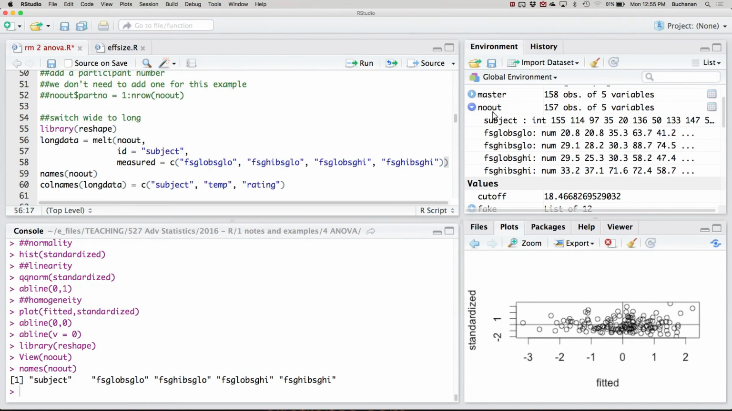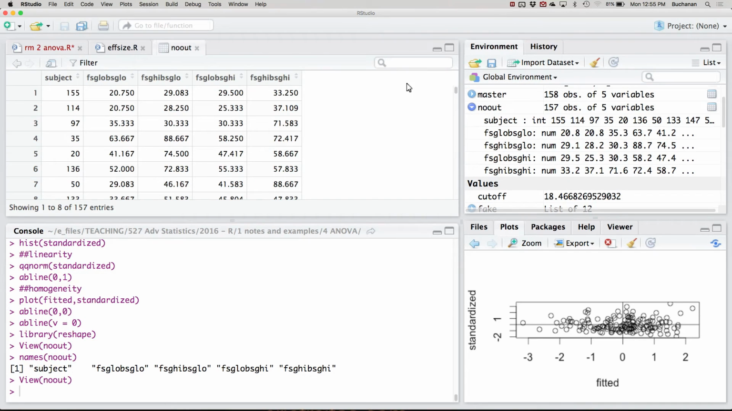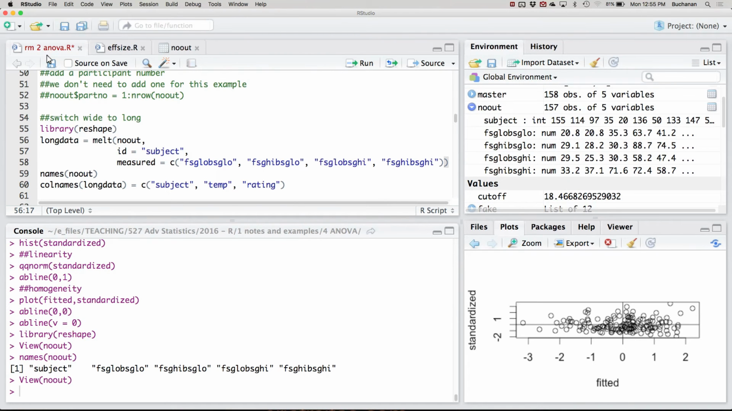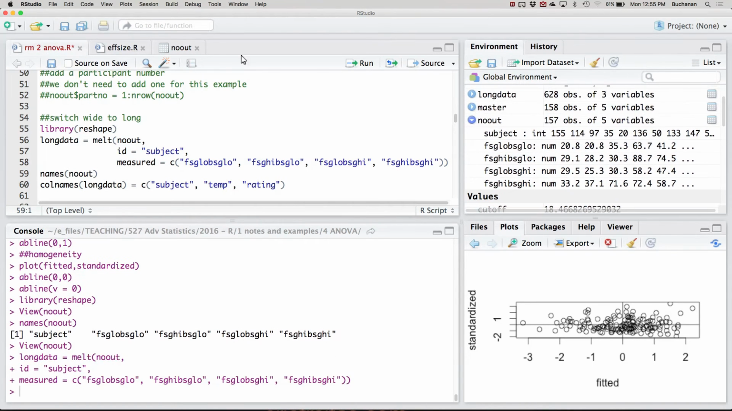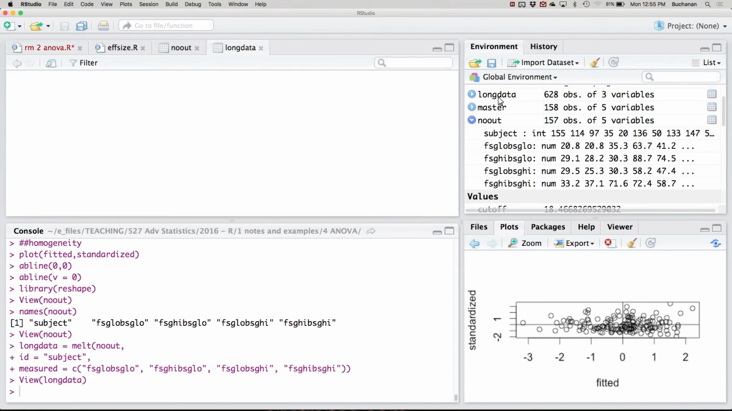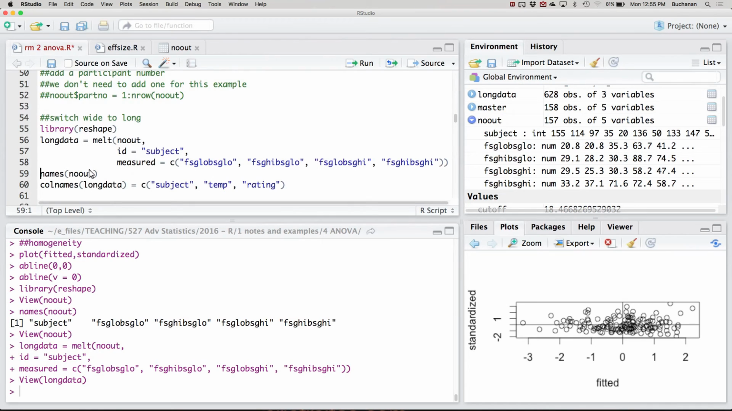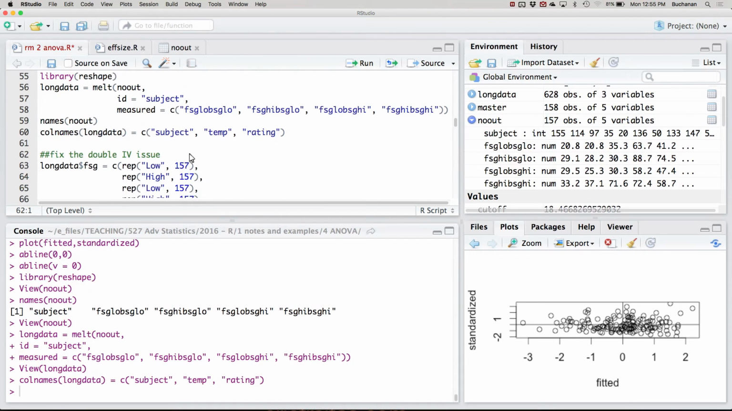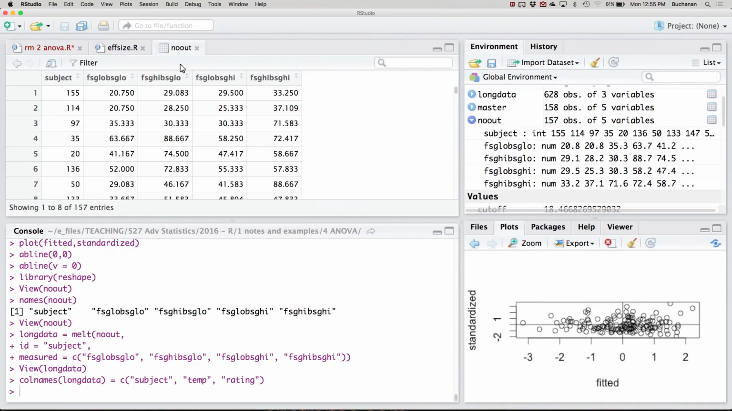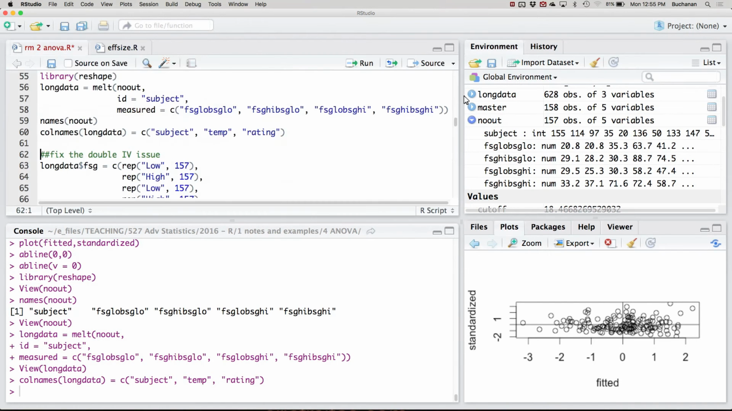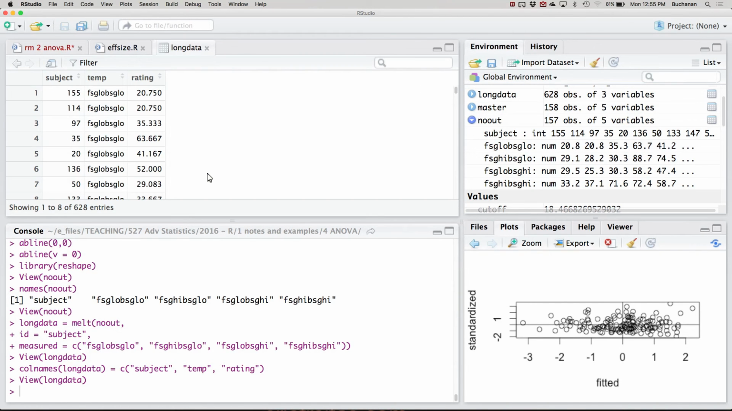Okay, wait, I wanted this open. Okay, so we're going to go from wide here to long. So run all 3 lines. And then, I'm going to rename the columns here. So subject, I'm calling the second column temp. You'll see why in a second. And then rating. So, long data, there we go.